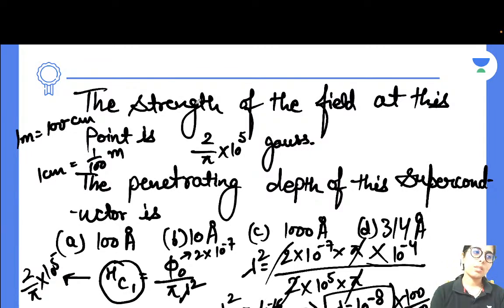The first one is related to London penetration depth. The second one is related to coherence length, right? If you will keep it in mind, you will not be making any mistake anytime.